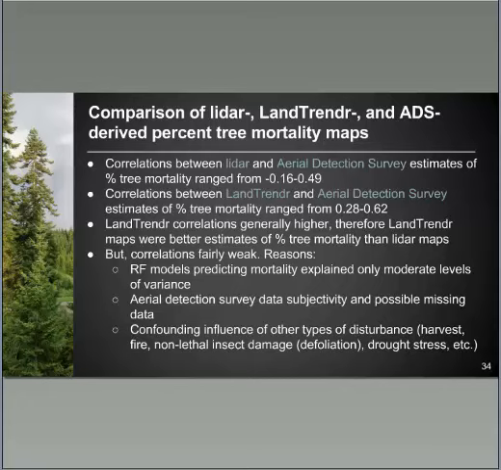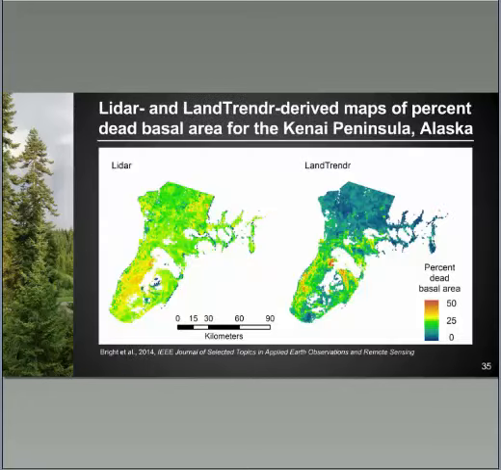And so here's an example of some of the maps we produced. This is the Kenai Peninsula in Alaska, where there's spruce beetle mortality, and the LandTrendr map is probably better. It's an estimate, but you can see that across the whole Kenai Peninsula we can produce this map and show some of that variation, maybe give an indication of where mortality is greatest.